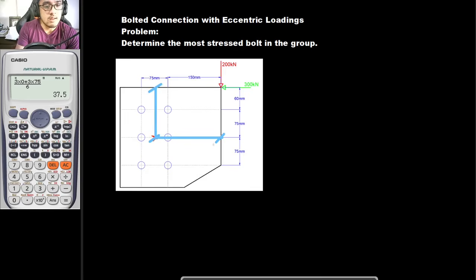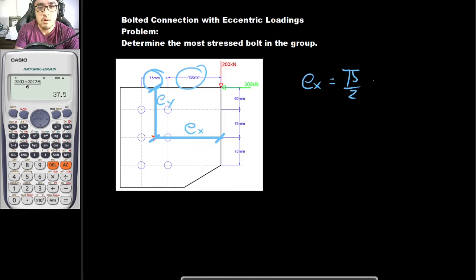So let's say that this is to be EX and this is to be EY. So for our E of X, that is half of 75 plus 150, so 75 over 2 plus 150. So our EX would now be equal to 75 divided by 2 plus 150, that is 187.5.